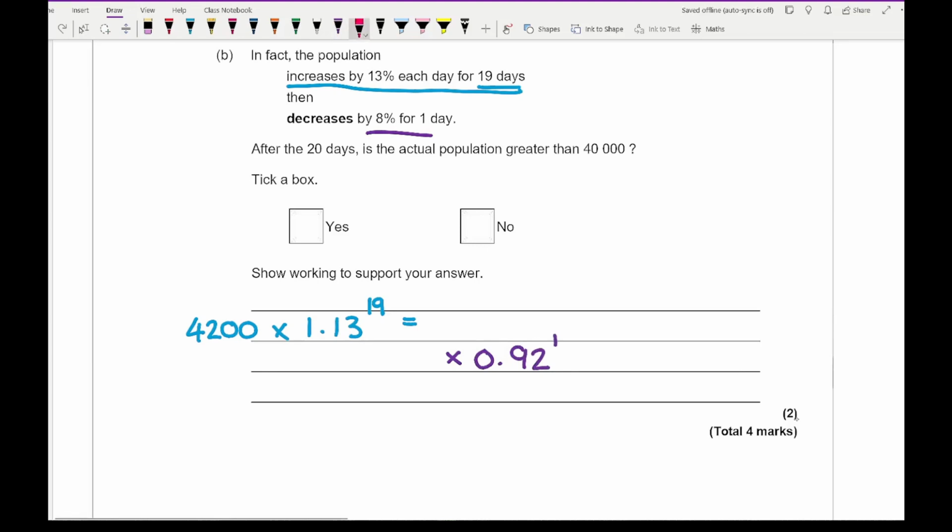And then all I then need to do is type that into my calculator and see what I get. So 4,200 multiplied by 1.13 to the power of 19, and that equals 42829.17576. I then multiply that answer by 0.92 to the power of 1, or just 0.92, and it gives me an answer of 39402.8417. So is the population greater than 40,000? Well, the answer is going to be no.